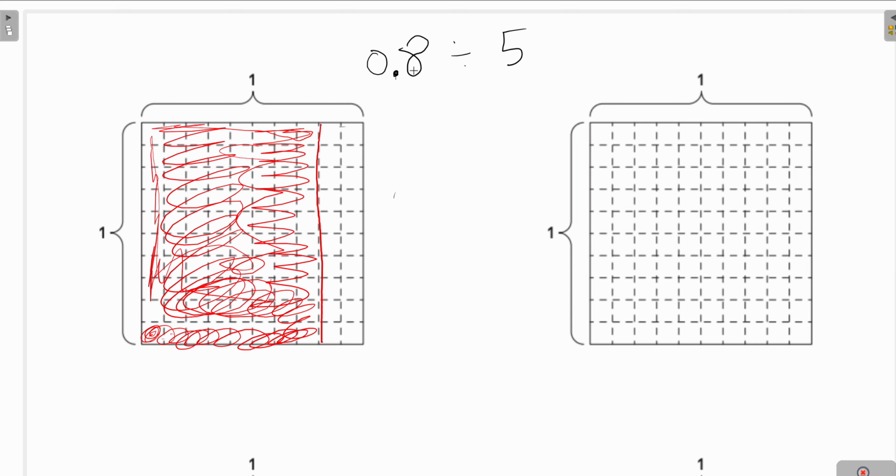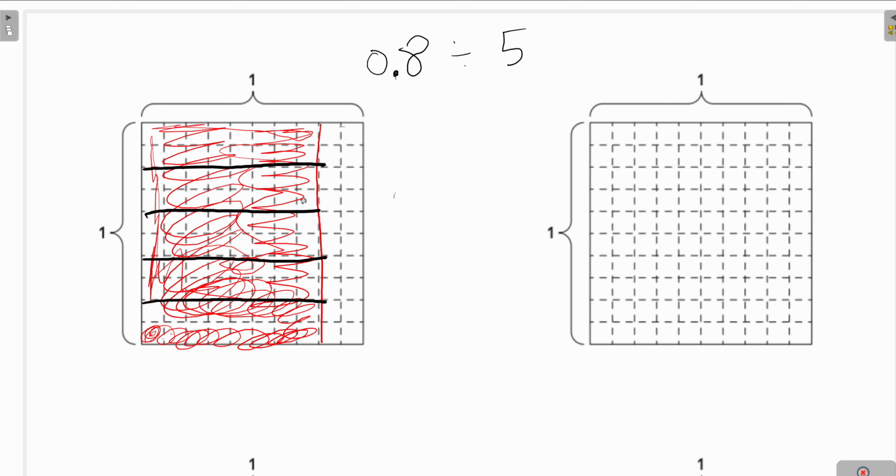And the next step is that we're going to divide this into 5 equal groups. So let's go ahead and do that. Let's divide it into 5 equal groups. And I know that because I have 10 rows here, I can exactly divide it into 5 equal groups. So let me see. 1, 2, 3, 4. So I have 5 groups here now. 1, 2, 3, 4, 5. And these groups are equal groups.